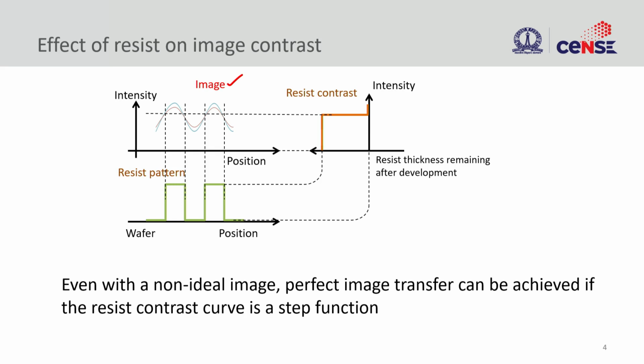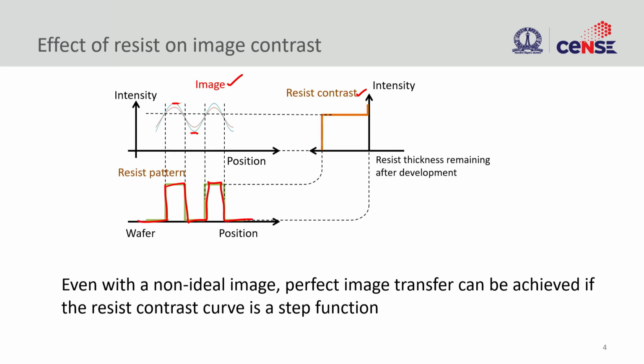So here we see the image contrast is not 1 anymore, right? It's less than 1, but again it's not 0, so it's in between 0 and 1. But then the resist contrast is perfect. I have a perfect step-like response. So when I image such a profile with a resist that has perfect contrast, then I can reproduce a perfect square pattern on the wafer.